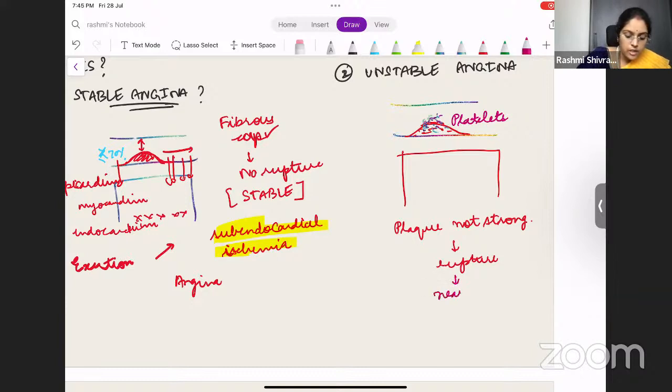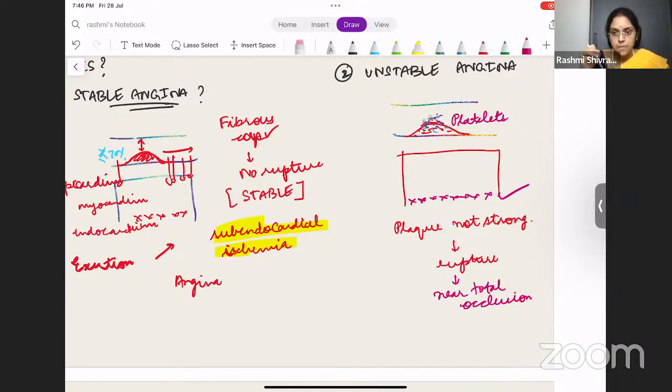There is near total occlusion. What happens? Near total occlusion happens. So what happens again here? There is subendocardial ischemia, but there is no infarction. The muscle tissue remains intact. They are not dead. Their cells are not dying.